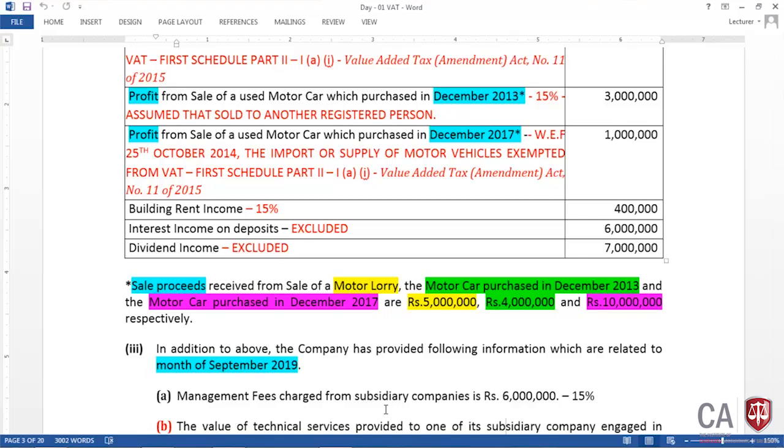These two are excluded. Why? These are out of scope of the value added tax for this business. But if it is a supply of financial services, these are liable. Maybe banks and financial institutions are liable, but financial services are exempted from normal VAT. That means financial services by a financial institution. For this person, it is out of scope, so it is excluded. Okay, this is the basic understanding of the given figures.